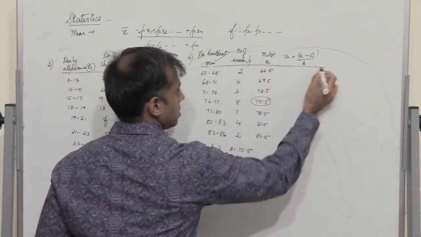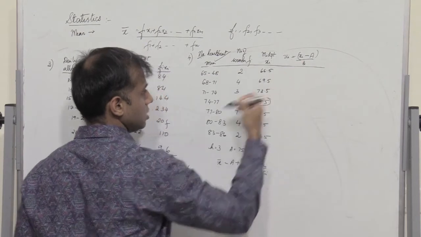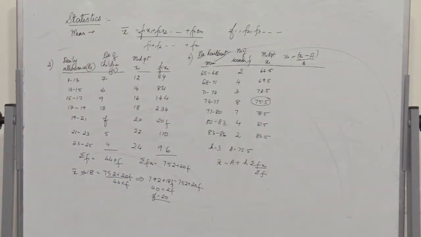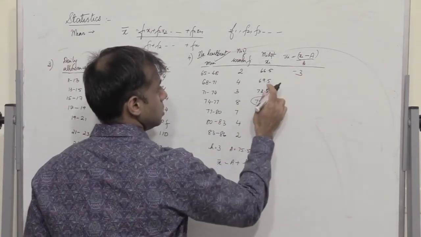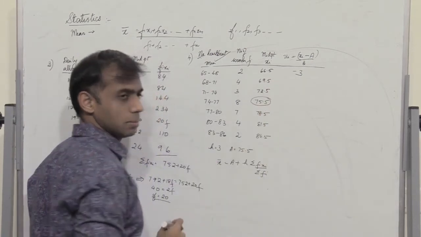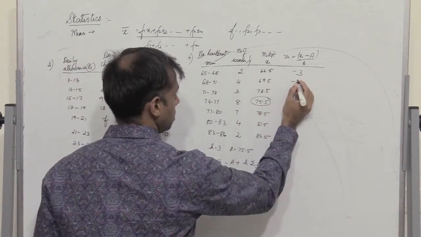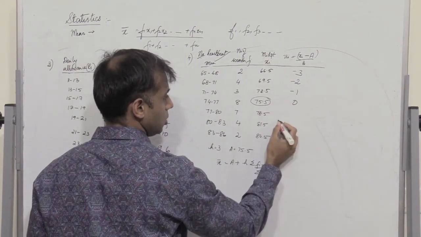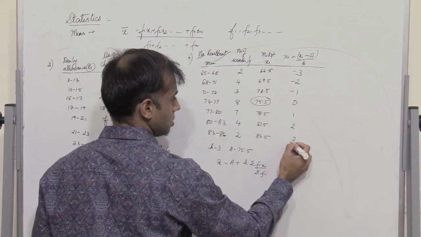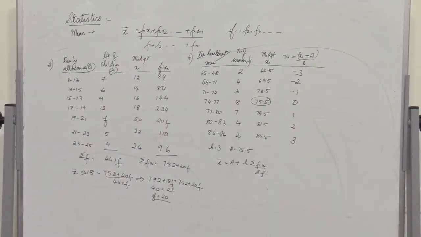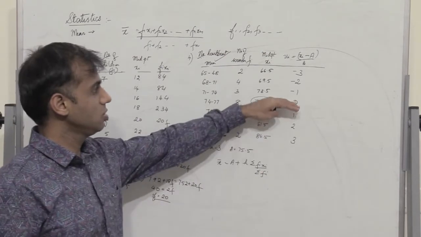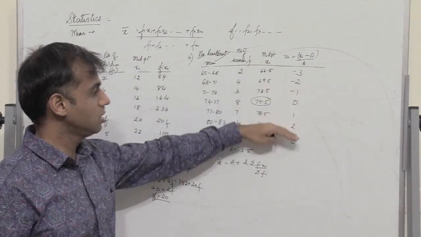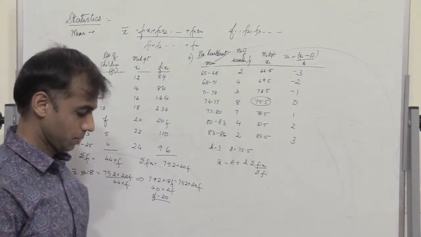Now let's do the calculation. 66.5 minus 75.5 is minus 9 by 3, which is minus 3. 69.5 minus 75.5 is minus 6 by 3, which is minus 2. Here this is minus 3 by 3, which is minus 1, then 0. Again we get 1, 2 and 3. In all the cases we realize that the values on either side of 0 remain the same except that their signs vary. Right?